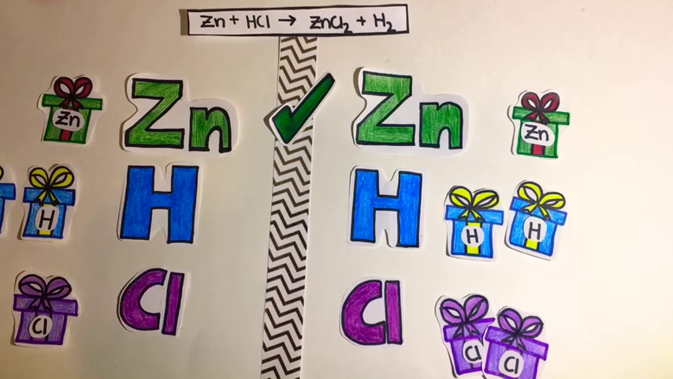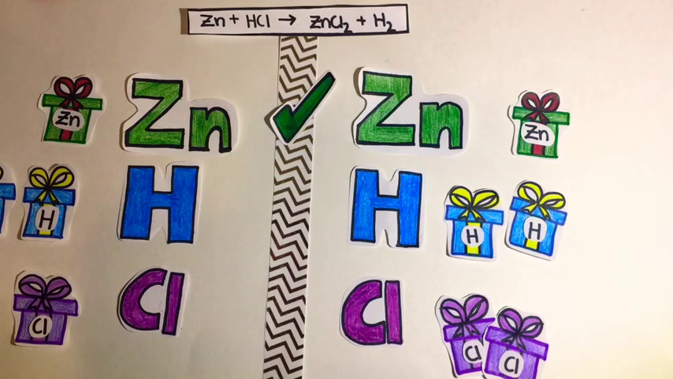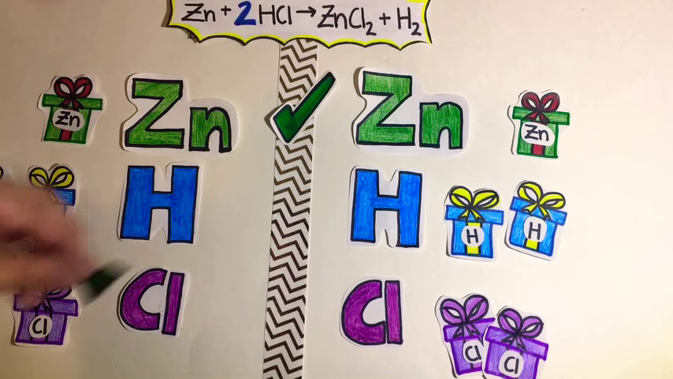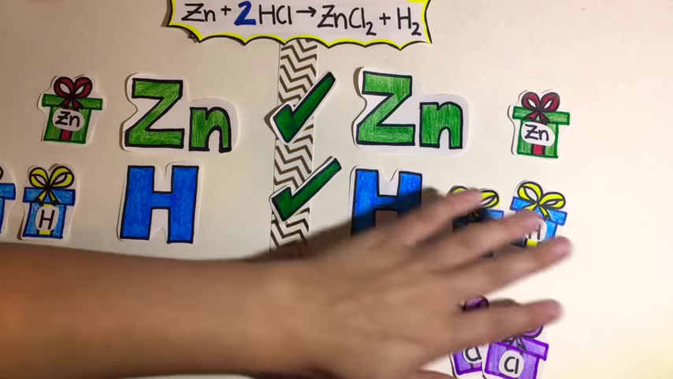Well, we must have 2 hydrogen and 2 chlorine on the reactant side, so we must multiply them by 2. So we will put a coefficient of 2 in front of HCl to make this equation balanced. Then we will have the same amount of presents on both sides. So the final equation is Zn plus 2HCl yields ZnCl2 plus H2.